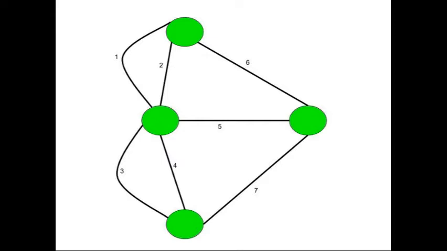Next, Euler realized that if you went to a location, you would also have to leave that location. So every location would need to have an even number of paths. The only exception to this would be the start and end paths, which could have an odd number, since you didn't have to go to the start or leave the end.